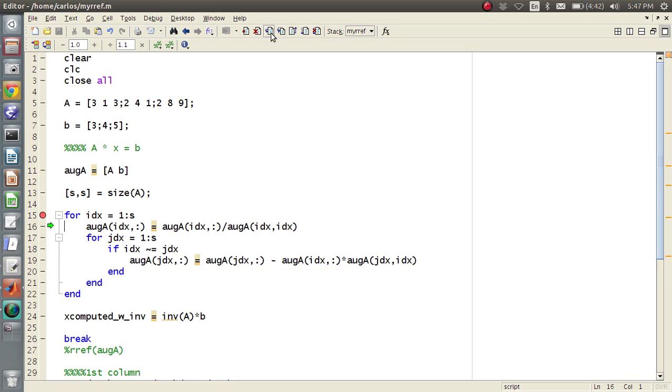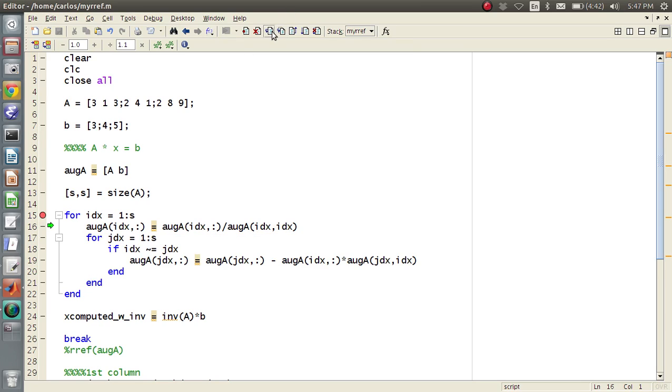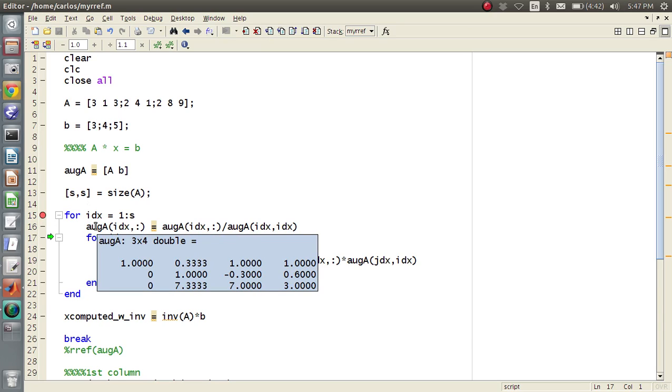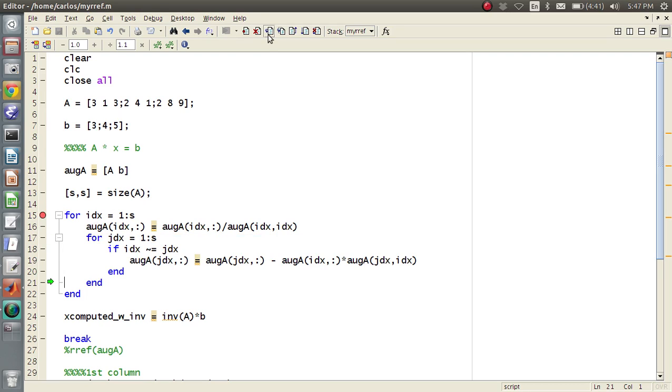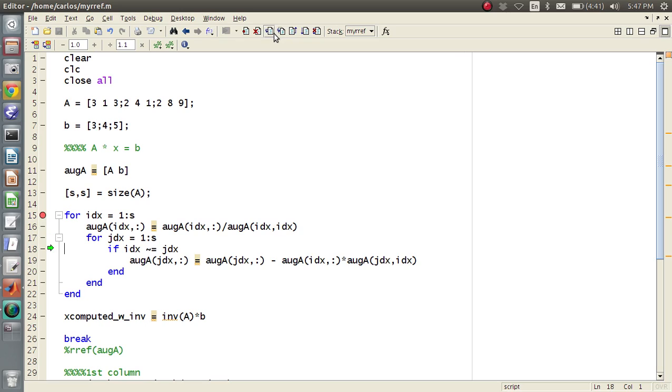When I come back, let's look at aug-A before I run this code. I've got 0.3, 3.3, and 7.3 in the second column. When I hit next, now I've got a 1 in the 2, 2 block, and then I step through this code 3 times. I skip it when IDX is equal to JDX, and so now I have 0, 1, 0. I come back through here again. Now I've got a 1 in the 3, 1 slot, and then I step through.